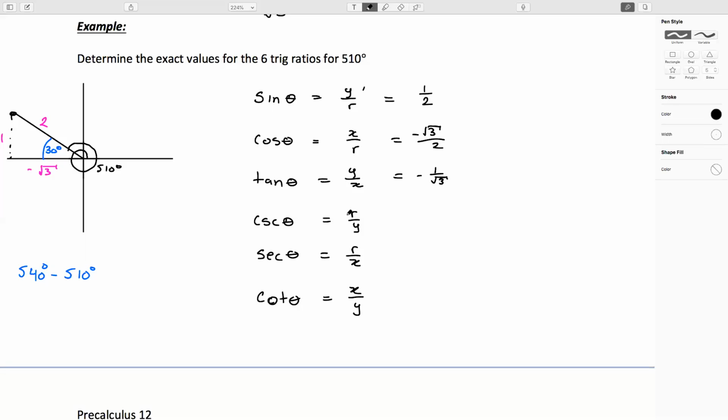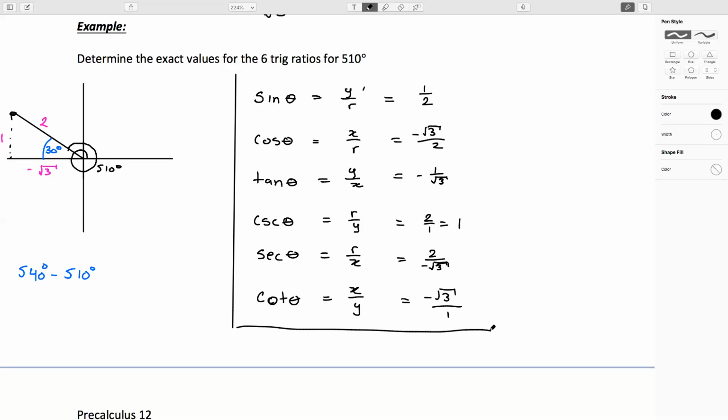Cosecant is r over y, which is 2 over 1, which is just 2. Secant is r over x, which is 2 over negative root 3. And cotan is x over y, which is negative root 3 over 1. And there you go. There's all 6 trig ratios.